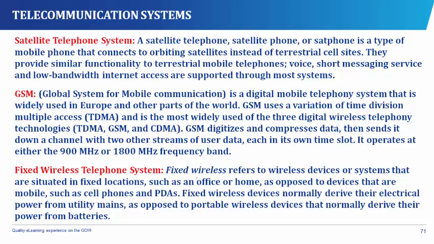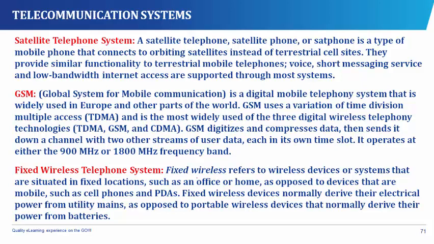GSM digitizes and compresses data, then sends it down a channel with two other streams of user data, each in its own time slot. It operates in either the 900 MHz or 1800 MHz frequency band. Notice that MHz is called megahertz. MHz, megahertz.